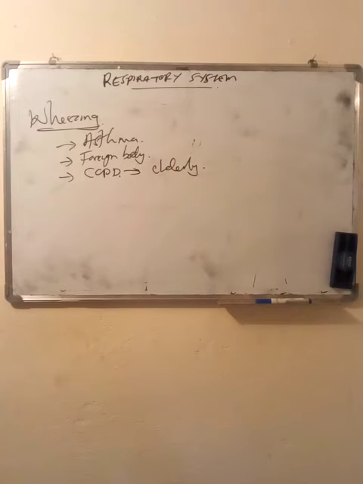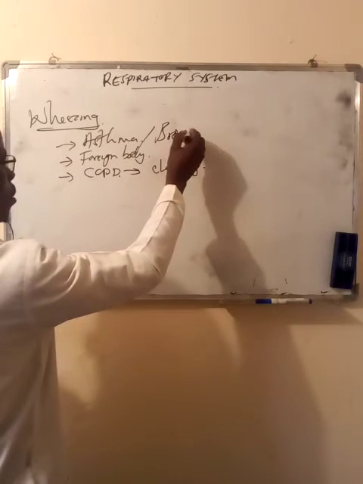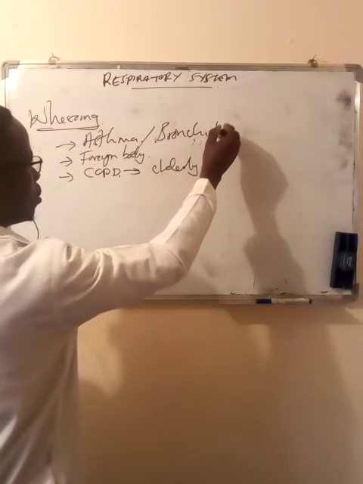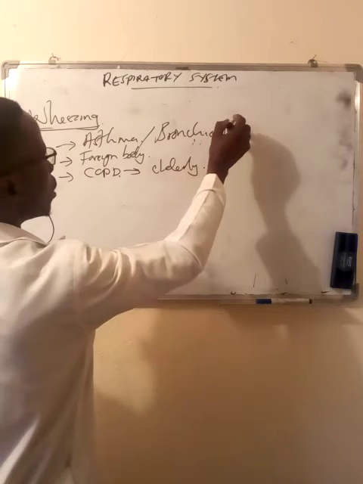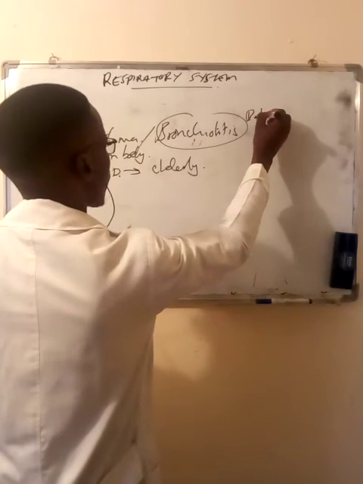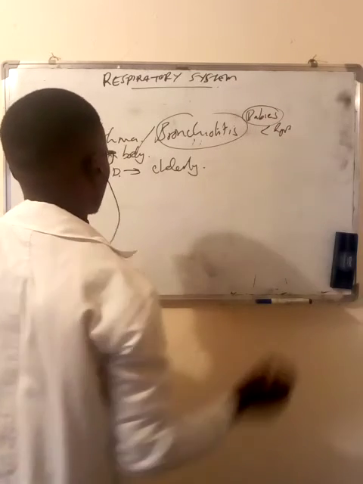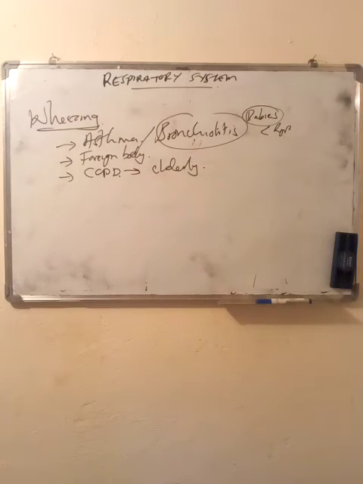Now, on this, we can also look at bronchiolitis. This one is more common in babies, especially below the age of 2 years. Most of the times, it's quite difficult to diagnose asthma in children below the age of 2 years, but the more common one, which is similar to asthma, is bronchiolitis.